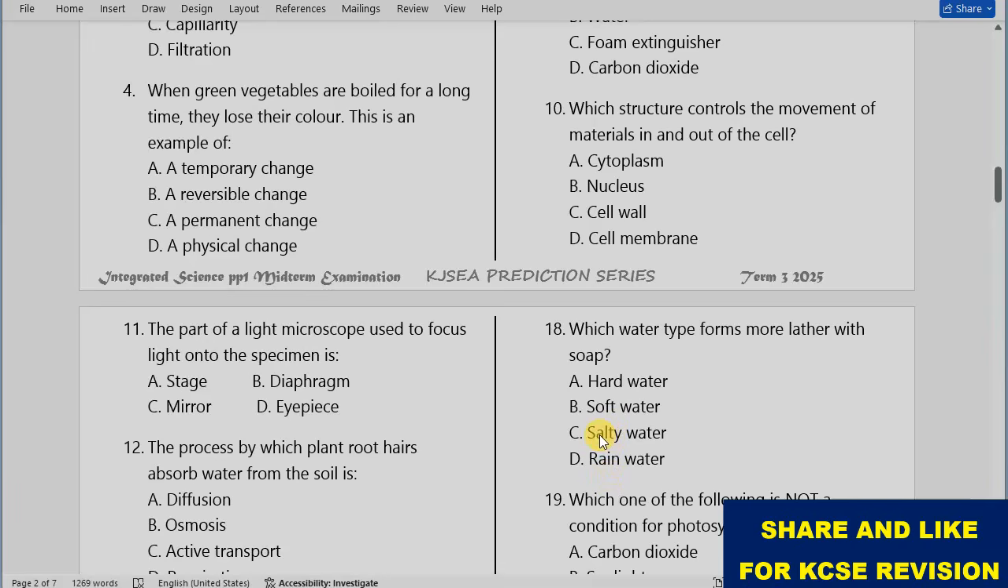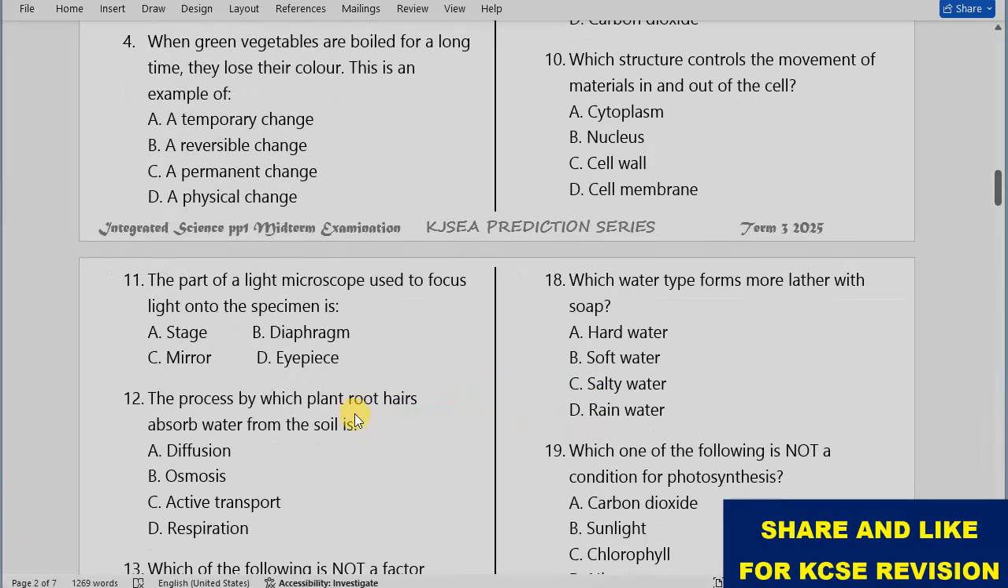The cell membrane controls the movement of materials in and out of the cell. Number 11. The part of a light microscope used to focus light onto the specimen is the mirror. So that is answer C. The mirror reflects light onto the specimen in a microscope. Number 12. The process by which plant root hairs absorb water from the soil is osmosis. Osmosis is the diffusion of water into plant root cells. Yes, osmosis.